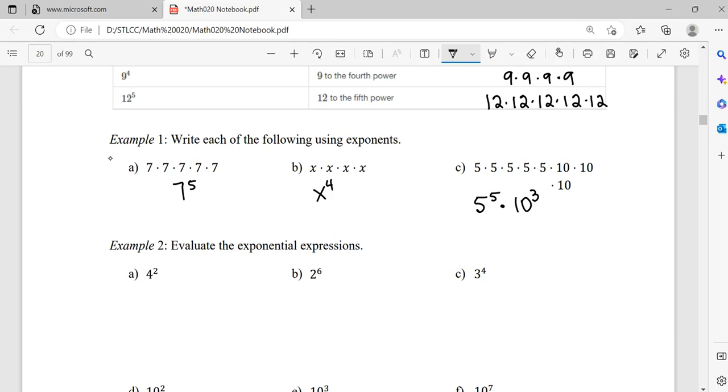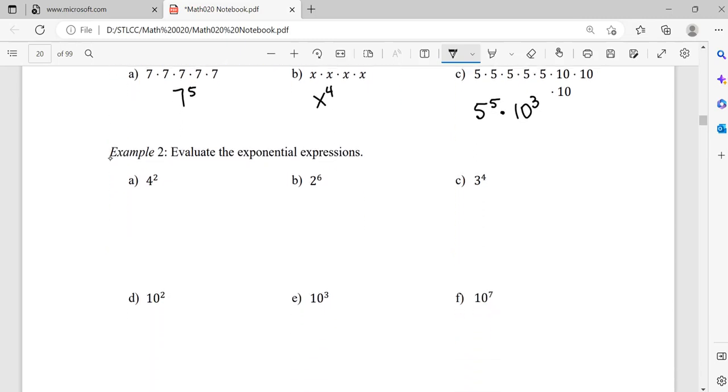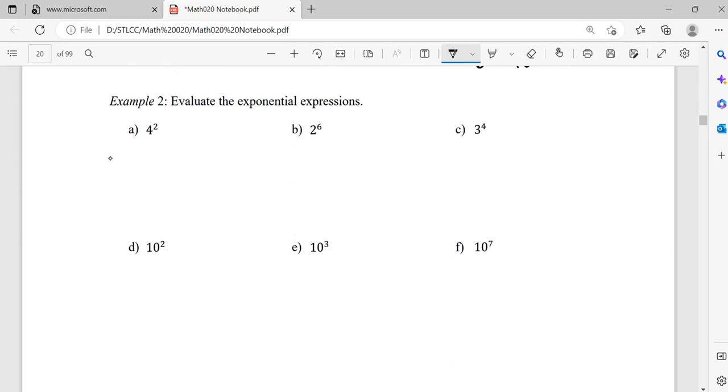From writing, the next skill is evaluating exponential expressions. Evaluating exponential expressions, you're basically just multiplying. So 4 squared is the same as 4 times 4, or 16. 2 to the power of 6, you would multiply 2 by itself 6 times: 2, 4, 8, 16, 32, 64. So that would be 64.